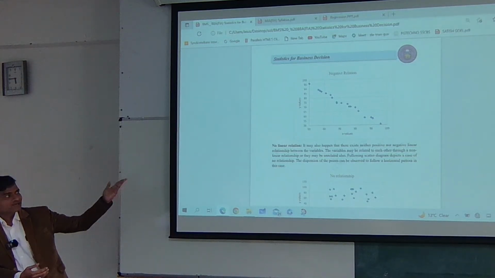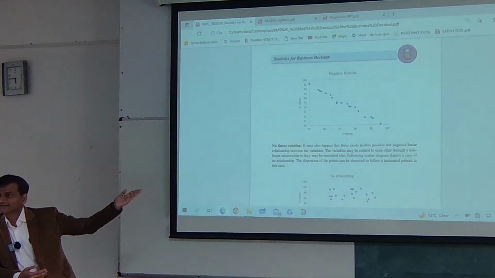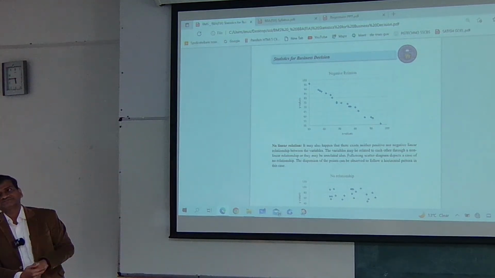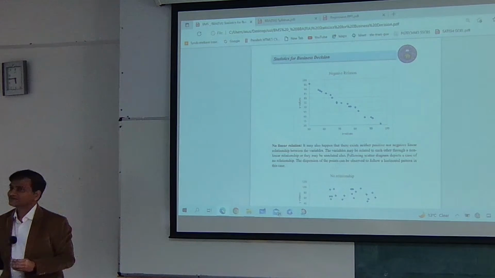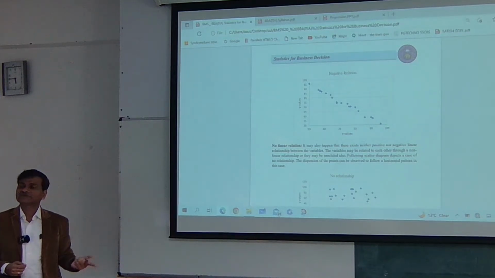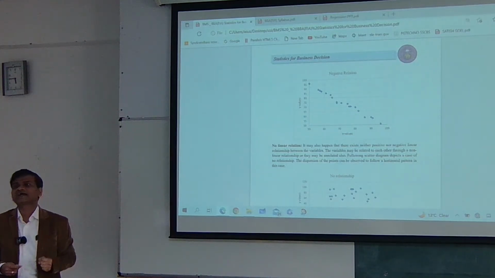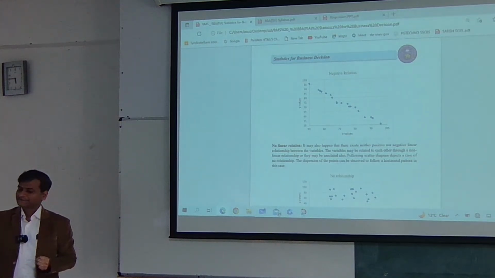So why is it negative? Because if x increases, y is decreasing. If x is increasing, y is decreasing. So this shows the negative relationship or negative correlation between two variables.